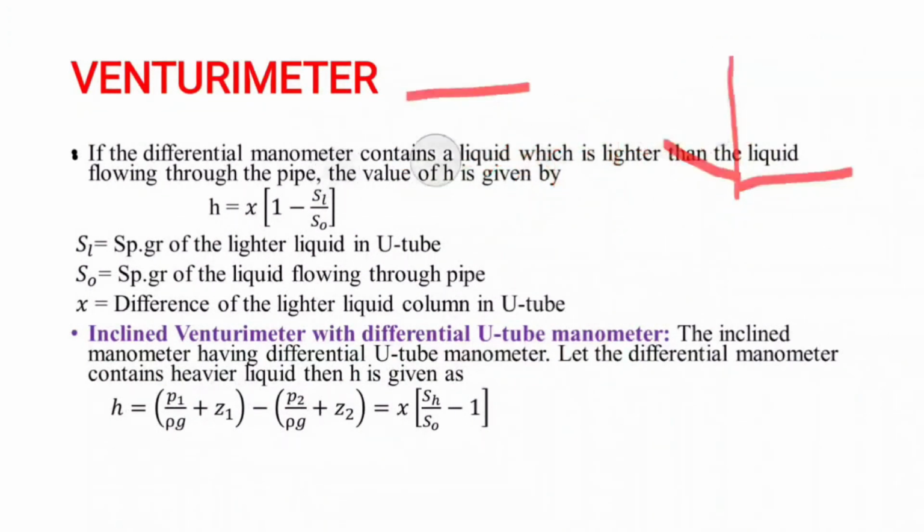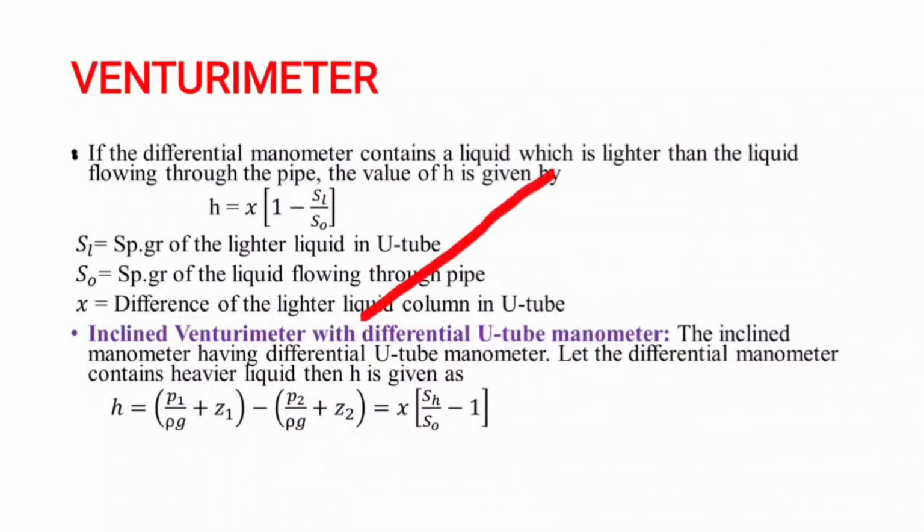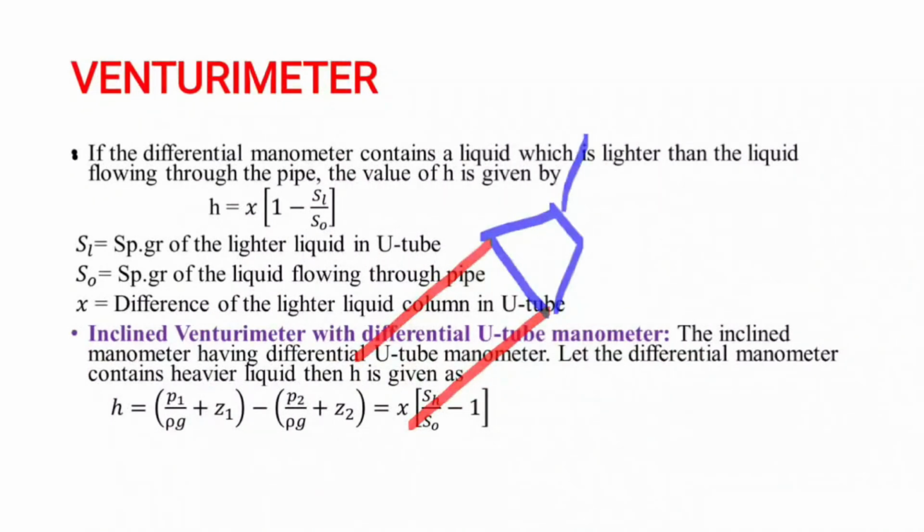If the Venturimeter is inclined, what is the formula? Sorry, the figure is not up to scale. This is a rough sketch only for your understanding.